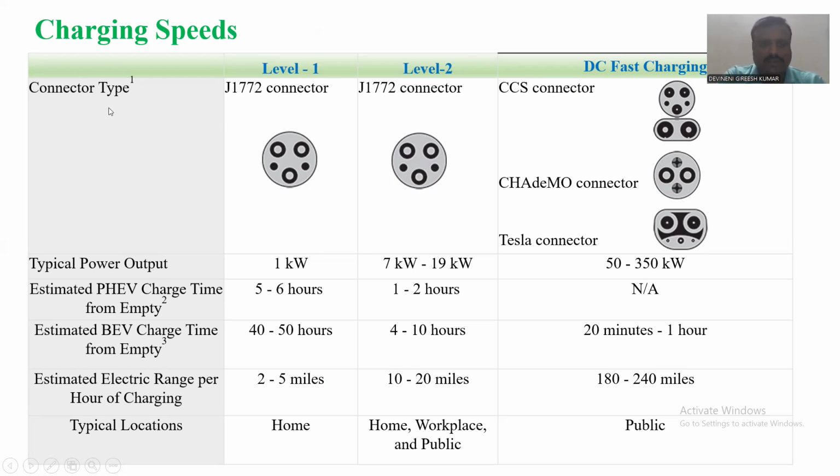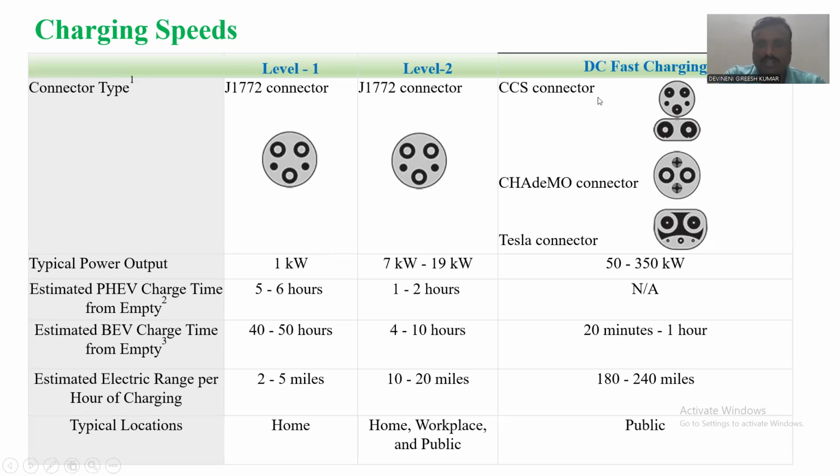Coming to the connector type, the level 1 connector is named the J1772 connector, and the connector picture is shown like this. Another level 2 connector is also J1772, with a similar picture. In level 1 and level 2, the major difference is only the typical power rating. In level 1, we have a power rating up to 1 kilowatt. In level 2, the power ranges from 7 kilowatts to 19 kilowatts.